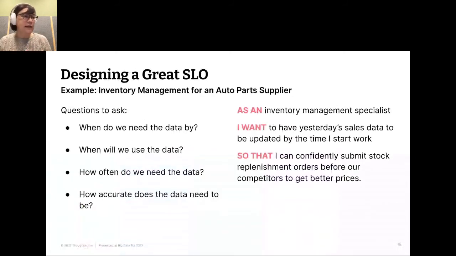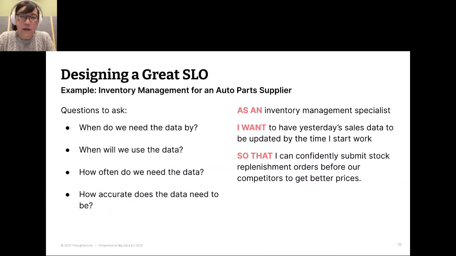So how can we design a great SLO given that it's complex? Well, let's take this as an example. Let's say that you are an inventory management specialist and you're working for an auto parts supplier. And so you have a network of retail stores, and we live in a just-in-time economy, as we can see from the impacts that COVID has had in our supply chains. But nevertheless, we still have to work with what we've got.